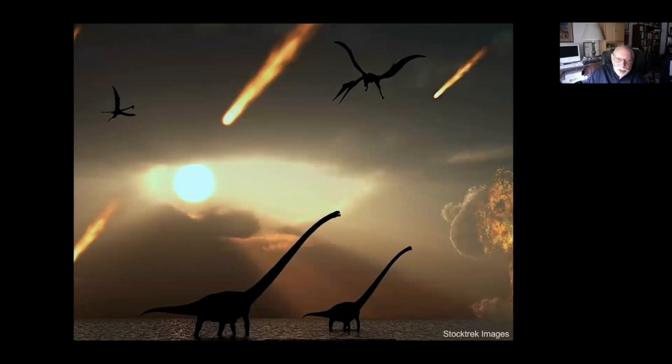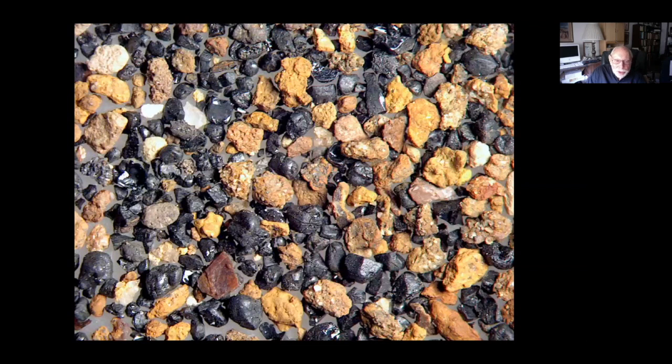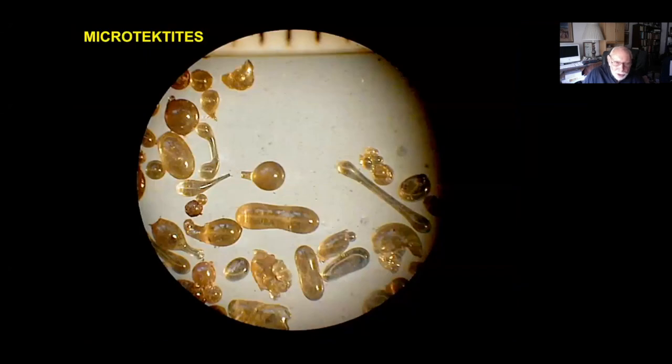But we do have some evidence from the rocks as to what happened on that day that the great impact occurred. And one of the lines of evidence comes from the sediment that accumulated at the time of that impact. You notice here there are a number of small, round, dark grains. See those? Quite a few of them in there. And those are microtectites. Microtectites are essentially fused rock.